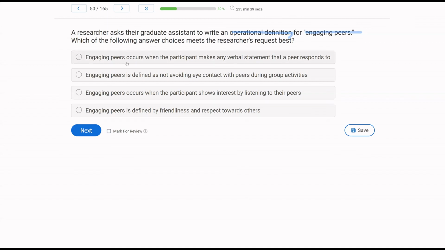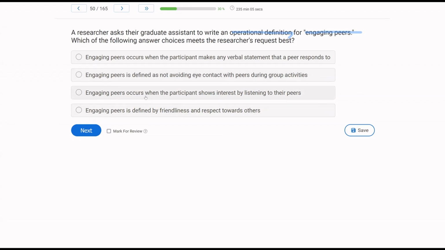A, engaging peers occurs when the participant makes any verbal statement that a peer responds to. Can we observe that? Absolutely. We can look at the verbal statement and we can see if a peer responds to that statement. Could this definition be better? 100%, but it isn't bad. B, engaging peers is defined as not avoiding eye contact with peers during group activities. This is not a great example, because what does not avoiding eye contact look like? We want actionable definitions.